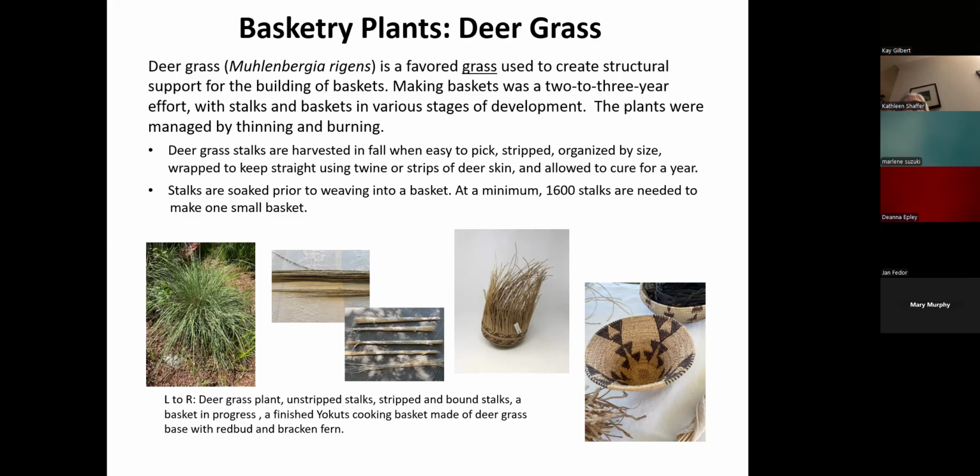And then when they were ready to start weaving, they would soak them. At a minimum 1,600 stalks were needed to make one very small basket. You can see here where they've been straightened out, tied, and here's the process where they started to make a basket, and here's the finished basket. And this one's been made of redbud and bracken fern.